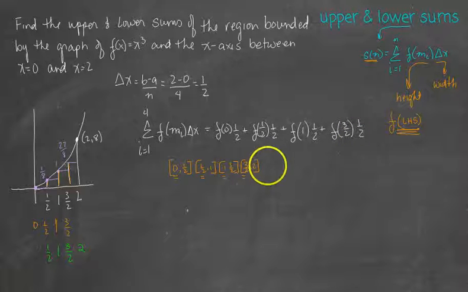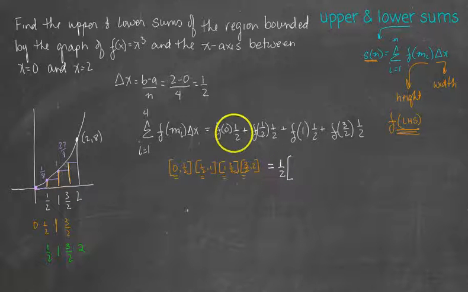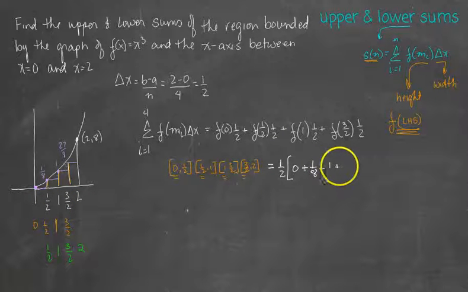The rest of the calculation is just algebra. All four terms have a 1/2, so I'm going to factor that out. And then I'm going to multiply by, well, f of 0 is 0, right? 0 cubed is 0, plus f of 1/2, which I've already calculated is 1/8, plus f of 1, which I've already calculated is 1, plus f of 3/2, which is 27/8.